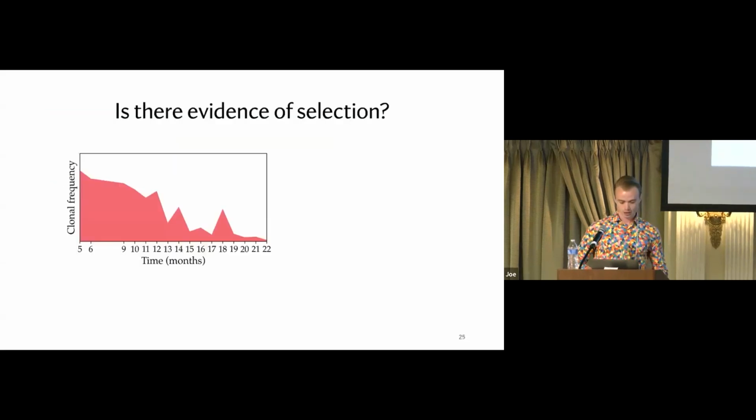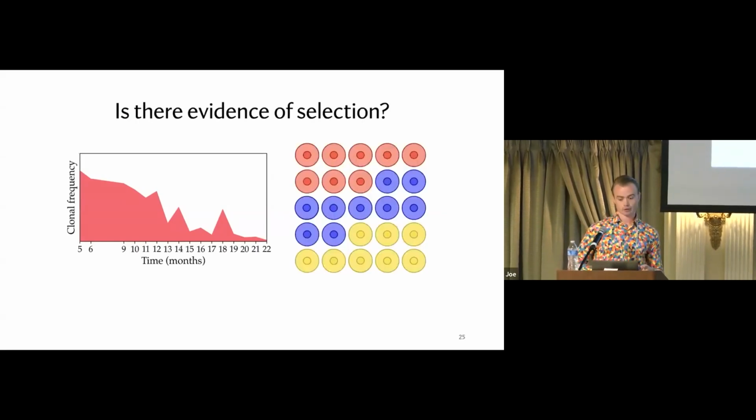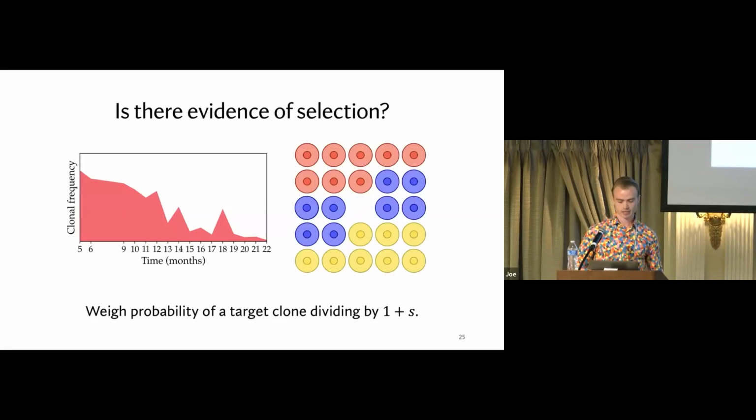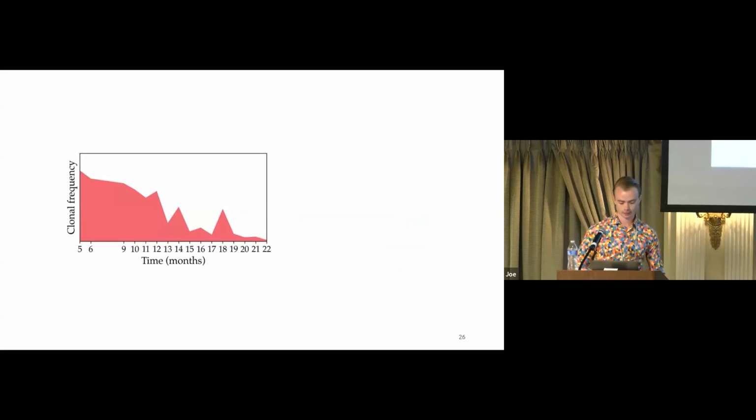To get at that, we can again ask a slightly different question: is there evidence of selection rather than simply neutral drift? The way I'm going to represent that in my model, remember earlier, I had this blue cell that had differentiated and a red cell that replaced it. The way I represent selection here is I'm going to weight the probability that a target clone is going to divide by 1 plus s, where s is a parameter I can specify. That's the selection coefficient. So I have this new parameter: if s is positive, then I have positive selection for my clone. It is prone to expand. And if s is negative, I'm inclined to shrink.